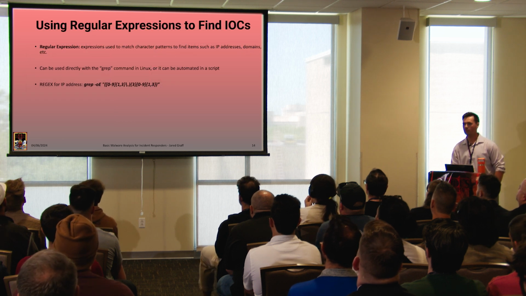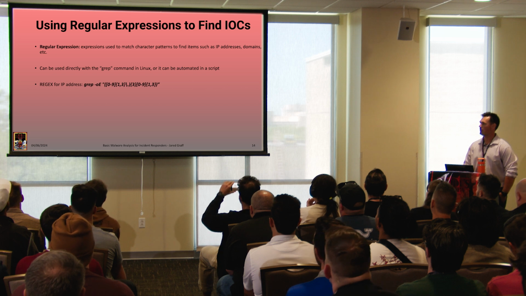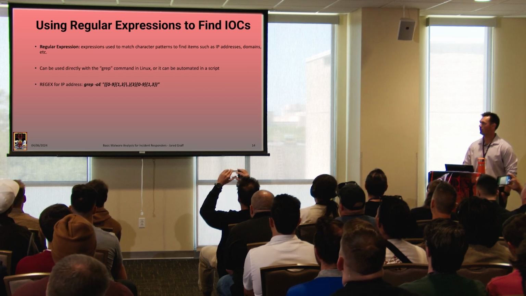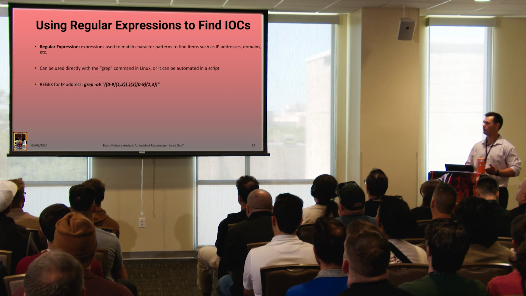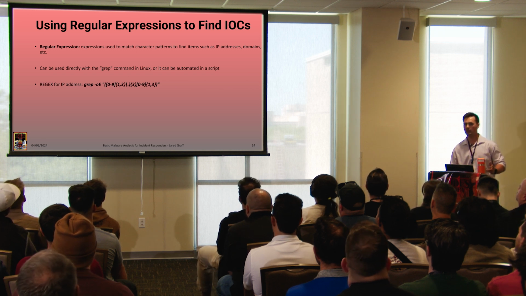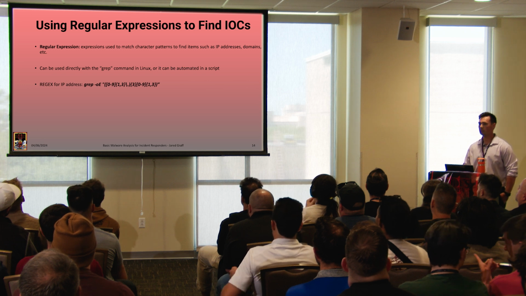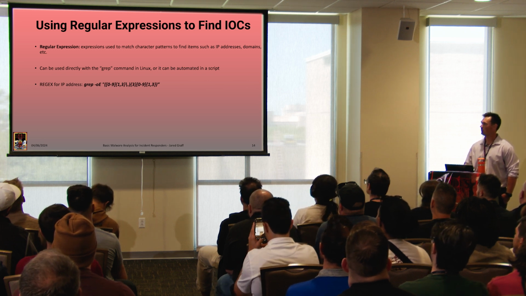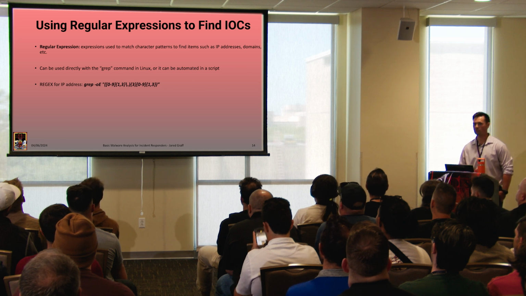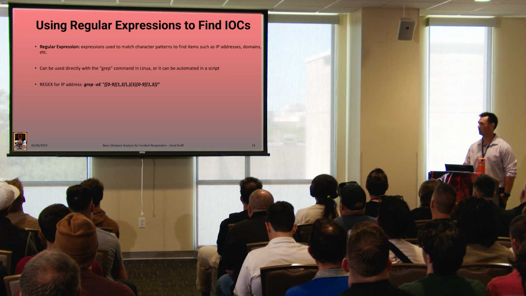So next I'm going to move into using regular expressions to find IOCs. A regular expression is an expression used to match various character patterns, such as IP addresses, domains. I mean, you name it, you could use a regular expression to find it. This can be used with the grep command, which I went over a little bit on the previous slide, or it can be automated into a script.